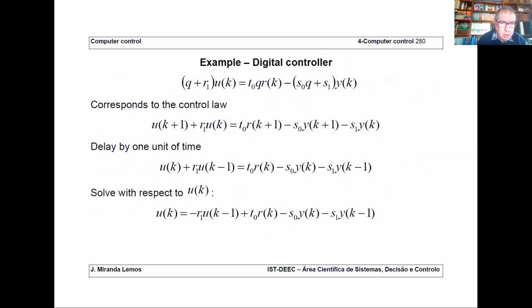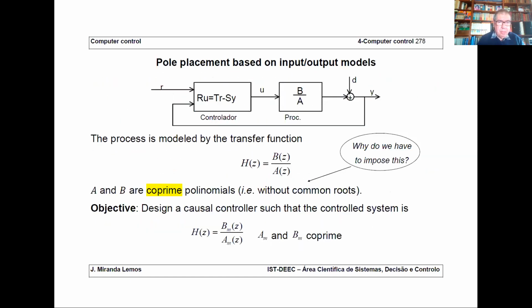Just a moment. Let's go back to this slide. You have your plant, you have your controller. The plant is described by B divided by A, and you want the transfer function between the reference and the output to be some HM. So this is not H, it's HM. There is an M missing here, which is some BM divided by AM.